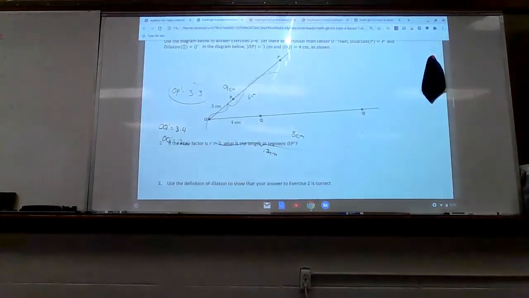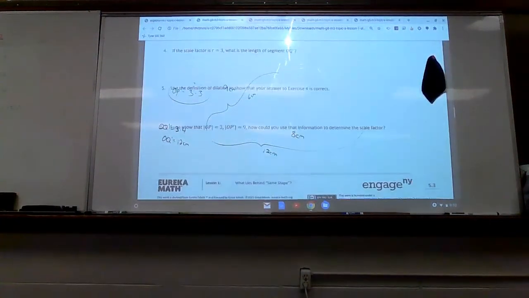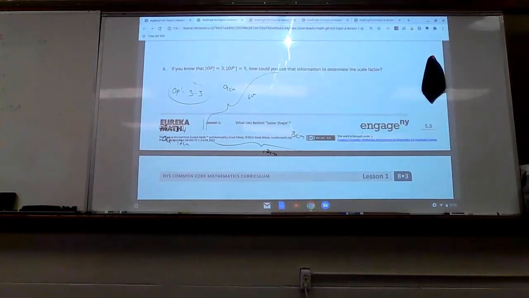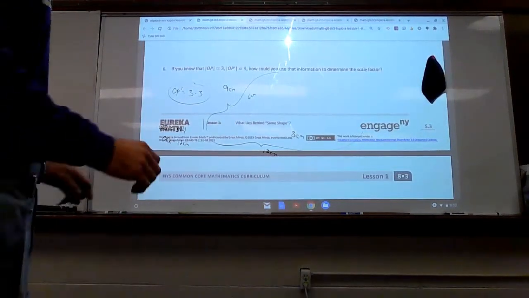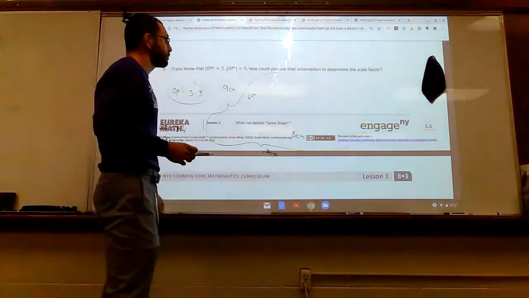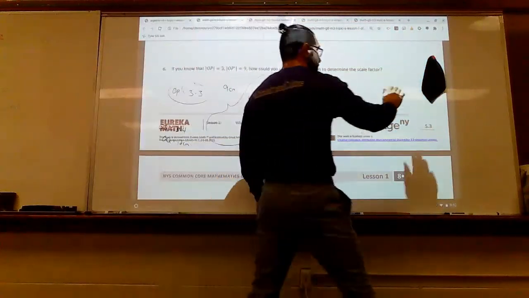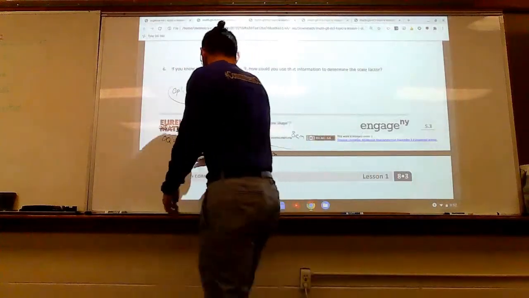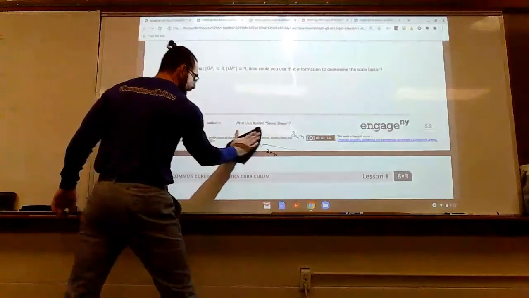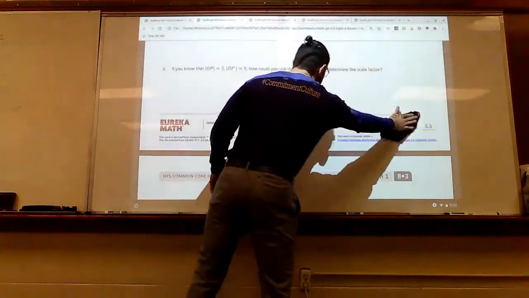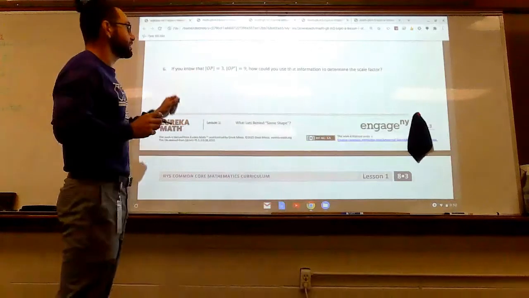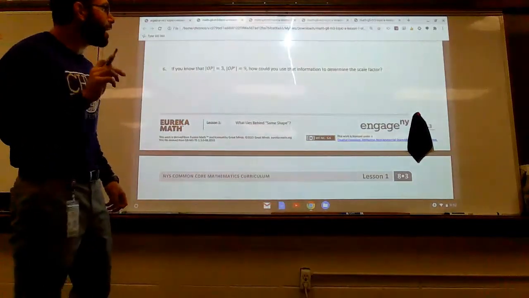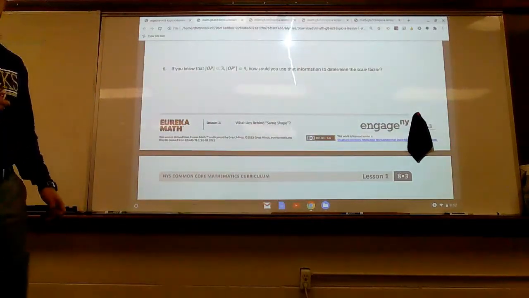There's more questions. Where was I? Aha. If you know that OP is 3 and OP prime is 9, this is an important question. This is probably the most important question that we have because now it's asking us to do it in reverse. OP is 3, OP prime is 9. How could you use this information to determine the scale factor?